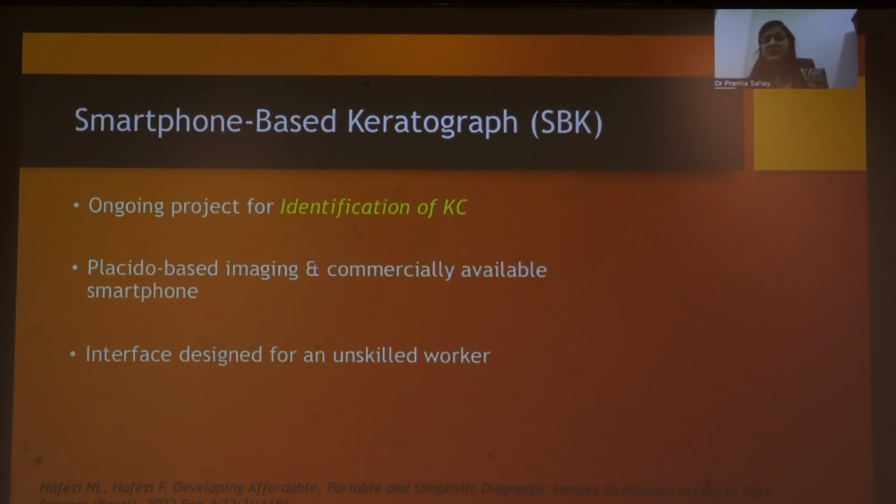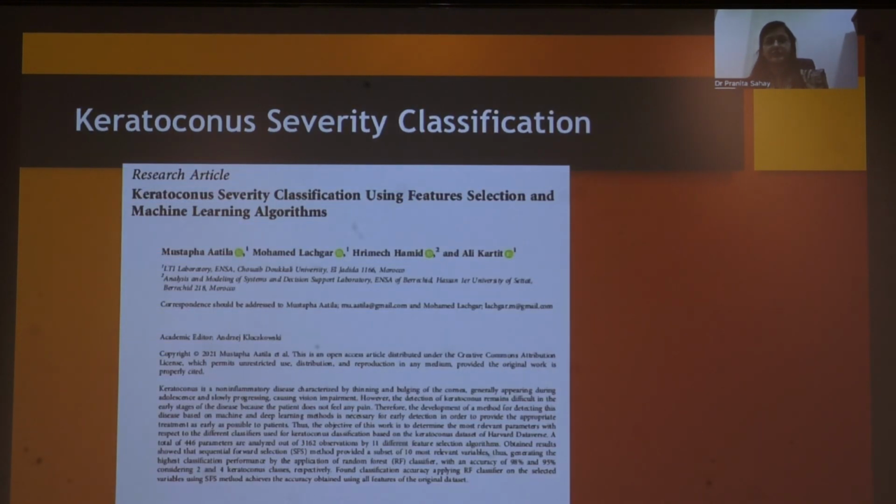An ongoing project which is being developed is the smartphone-based keratograph for identification of keratoconus. This is a cost-effective alternative to the expensive equipment of Pentacam and ORBSCAN, wherein the smartphone has been coupled with Placido disc-based imaging, and the software is extremely user-friendly and does not require a healthcare professional for capturing images or analyzing the results. Hence, it can be used for community-based surveys or screening for keratoconus.